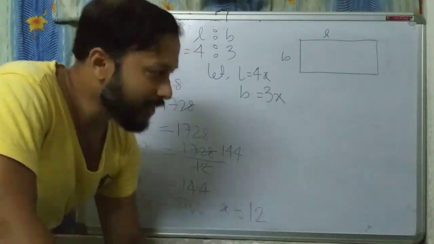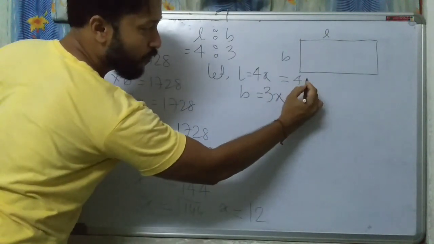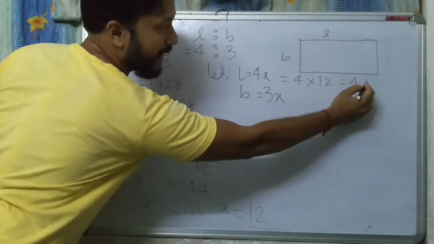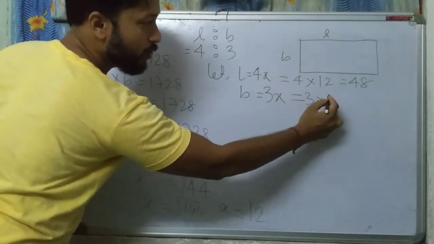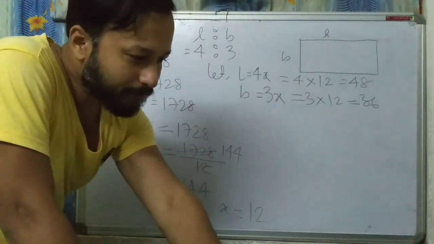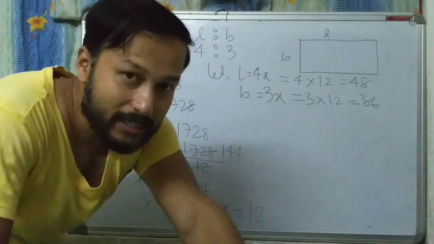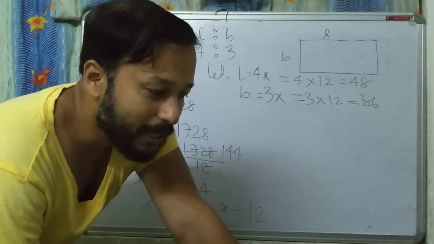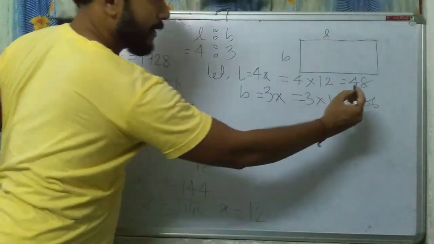So what is the length? Length is 4x, that means 4 into x. X is 12, so that is 48. And breadth is 3x, 3 into 12, 36. Since the area is in meter square, that's why length and breadth should be in meter.